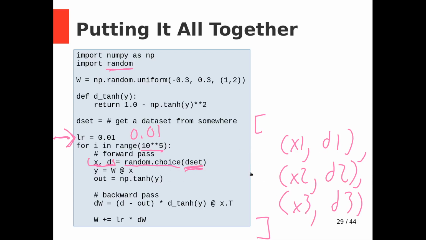So the random.choice is going to pick one element out of this list, one of these tuples, and then that tuple is going to get unpacked because of this comma, right? This comma used with this equals. That tuple is going to get unpacked into this x and this d, okay?